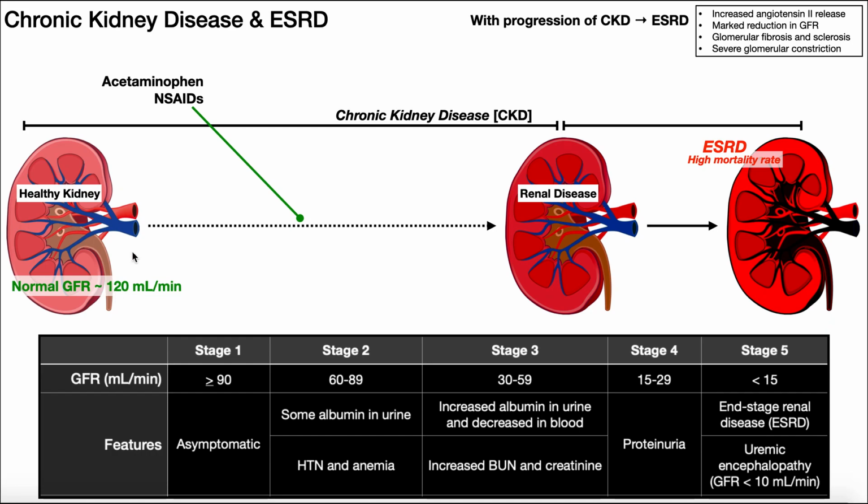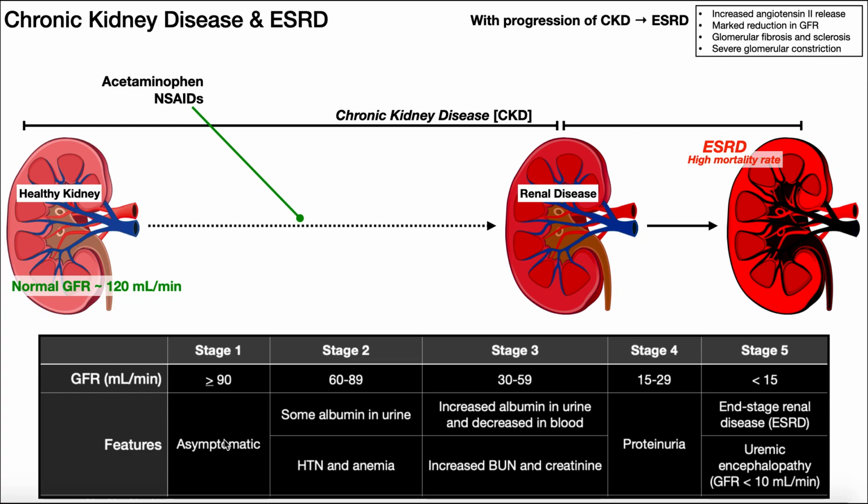So now for the stages. There's 5 stages, and the first 4 we typically would term stage 1 chronic kidney disease through stage 4 chronic kidney disease. When we get to stage 5, we now start calling it end-stage renal disease, and it has a very high mortality rate. Now in stage 1 chronic kidney disease, the GFR is still going to be at least 90, so we're probably looking at a GFR anywhere between 90 and 100 mils per minute.